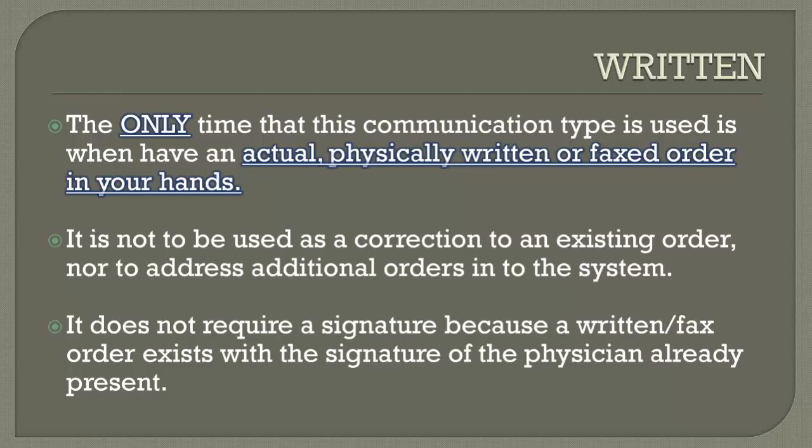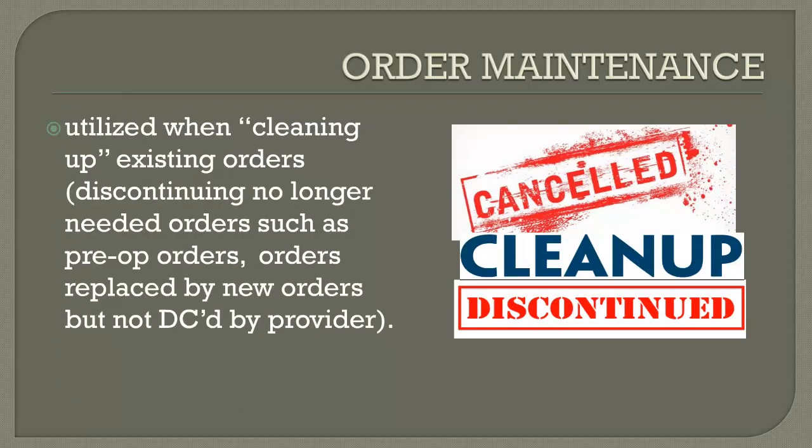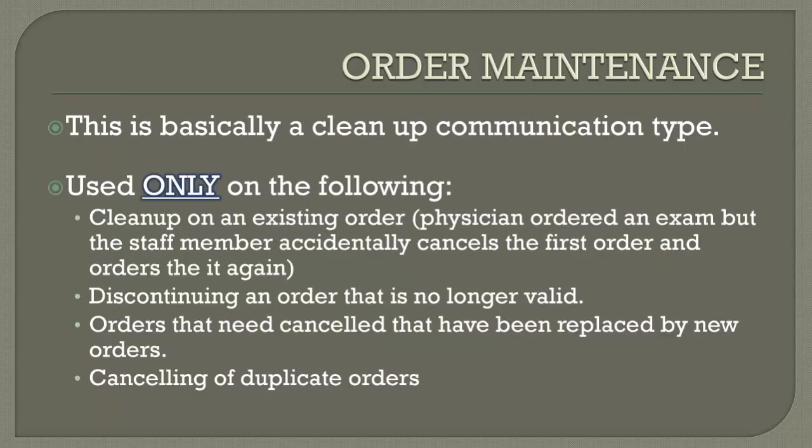Our final order communication type is order maintenance. It is utilized when cleaning up existing orders, discontinuing no longer needed orders such as pre-op orders, and orders replaced by new orders but not DC'd by the provider. Here are the reasons that you would use order maintenance. To clean up an existing order, for instance, the physician ordered an exam, but the staff member accidentally cancels the first order and orders it again. Discontinuing an order that is no longer valid. Orders that need to be canceled that have been replaced by new orders, and canceling of duplicate orders.